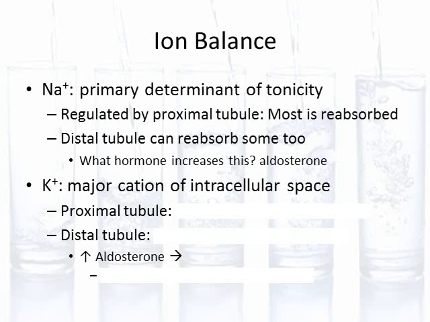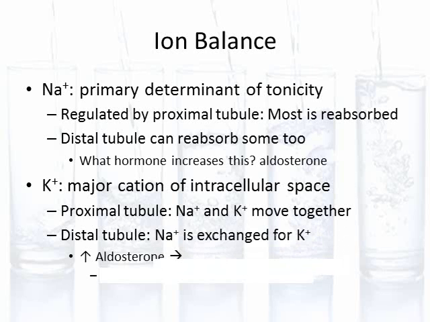And so another key thing to note is that potassium is the major cation of the intracellular space, where sodium is the major ion of the extracellular space. In the proximal tubule, both sodium and potassium move together with water, so we don't really have any regulation of potassium here. At the distal tubule, it's different. Sodium and potassium are exchanged for each other. So if sodium's coming back into the body, potassium is going out. So when we have aldosterone release, the more aldosterone we have being released, then the more potassium we excrete and the more sodium we reabsorb, meaning bringing back into the body.